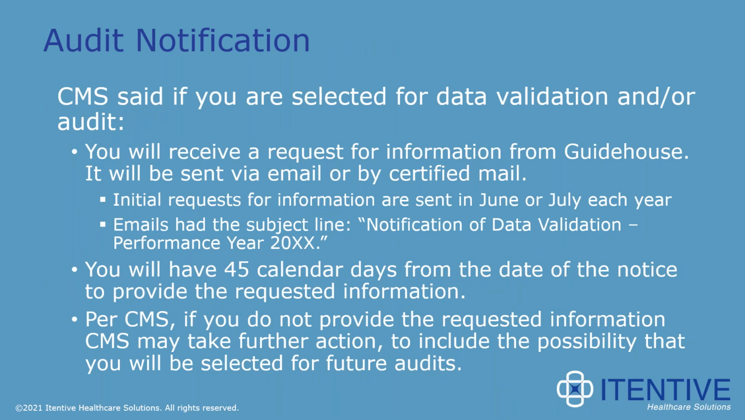So how do you know if you were selected for a DVA back in 2019? Well, I hope it hasn't taken you 2 years to figure this out. But also for those of you who could be selected in the future, the process is going to be very similar. So if you're selected for a data validation audit, you're going to receive a request for information from Guidehouse directly. They said it can be sent via email or certified mail. I would say most of the requests went by email. And CMS has said they would send those out in June or July of each year. And that email subject line will say notification of data validation performance year XXXX, whatever year they're coming after you for. From the date that you got that email, you will have 45 calendar days to provide that requested information.